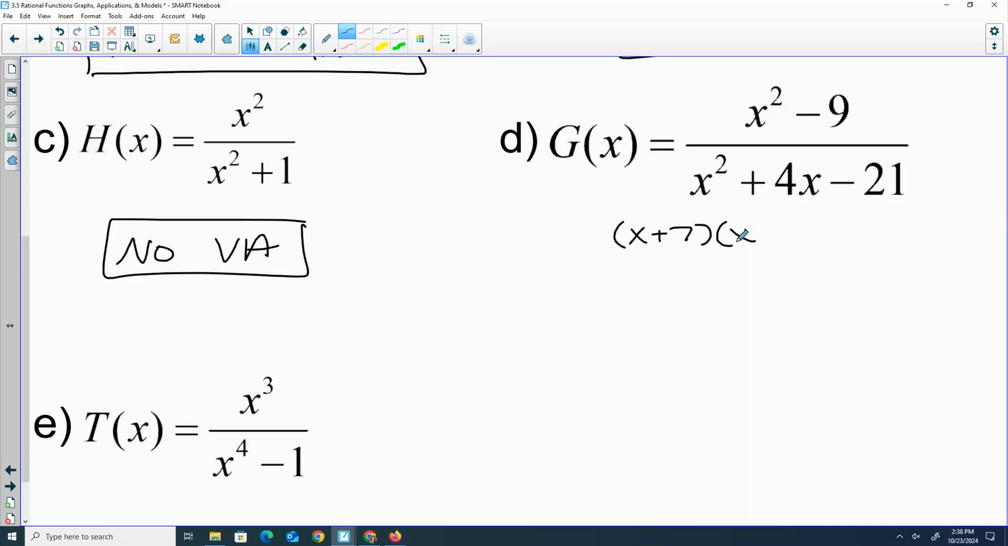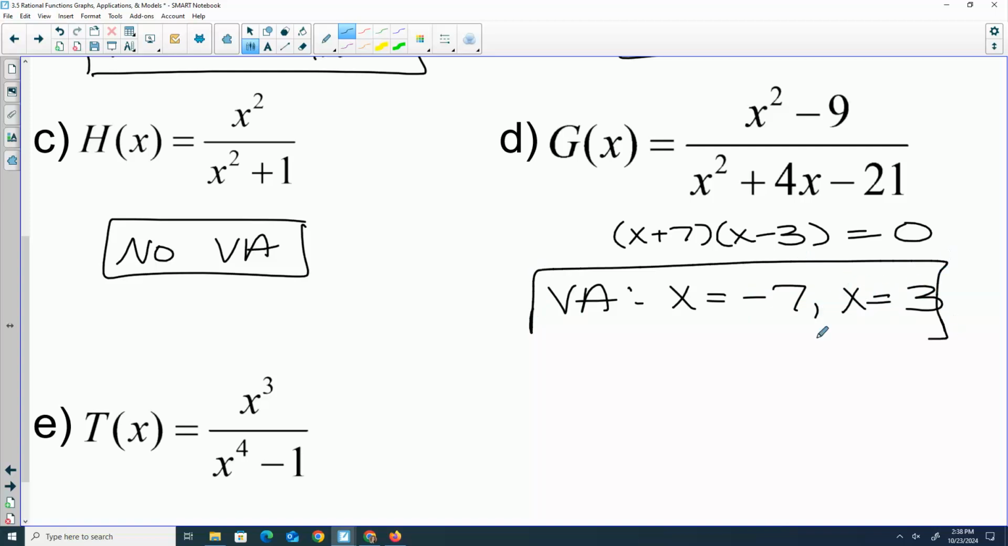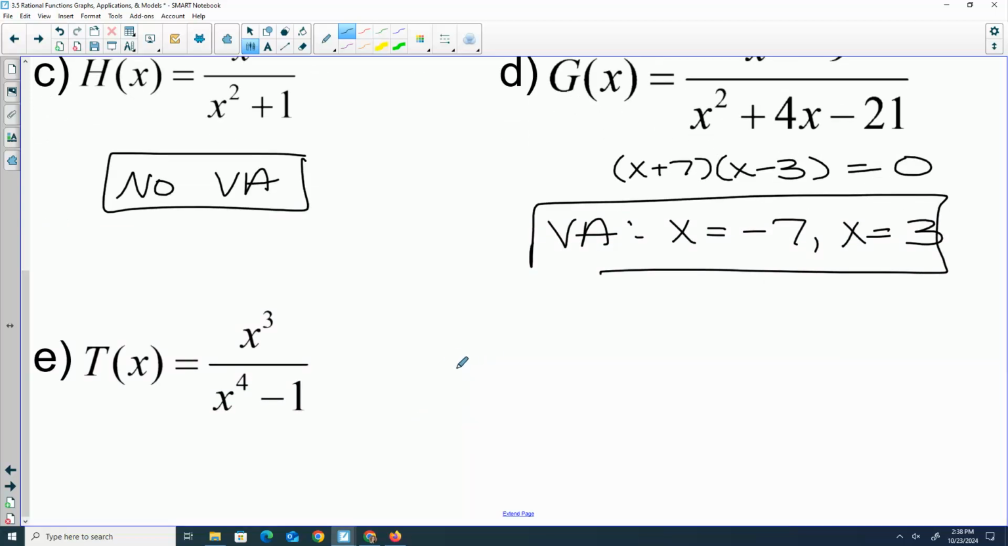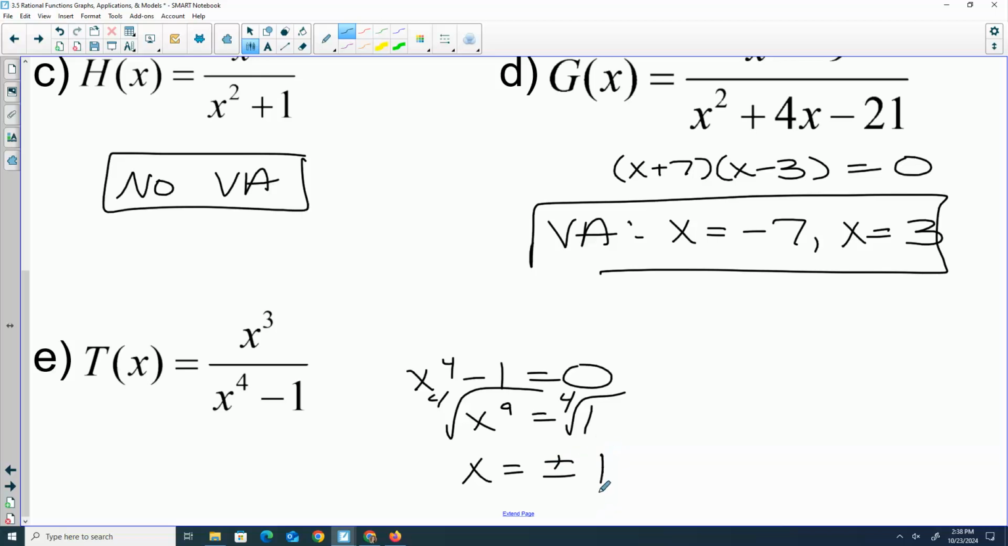All right, D, what would I have to do? So x plus 7, x minus 3. So my vertical asymptotes are x equals -7, positive 3. And E. We set the denominator equal to 0. To get rid of a fourth power, you do a fourth root. Anytime you add an even root, what do you have to put with it? So we get plus and minus the fourth root of 1, which is 1. So vertical asymptotes are x equals -1 and positive 1.